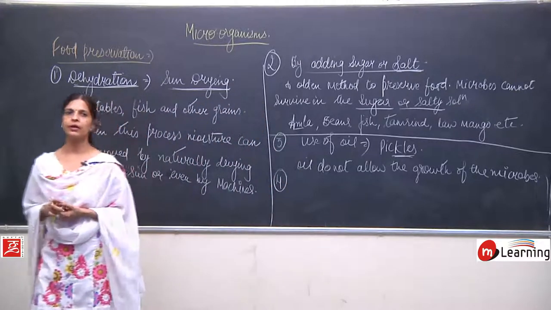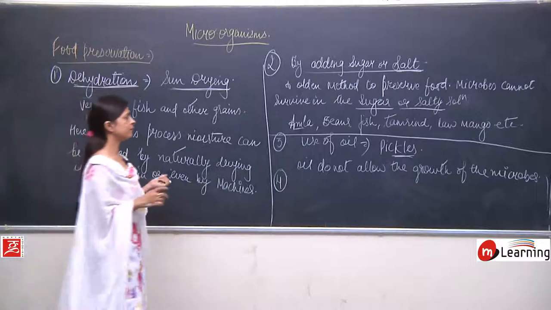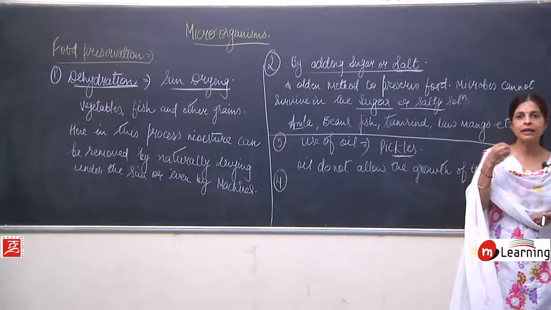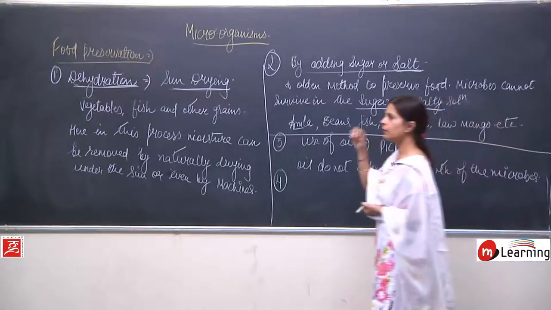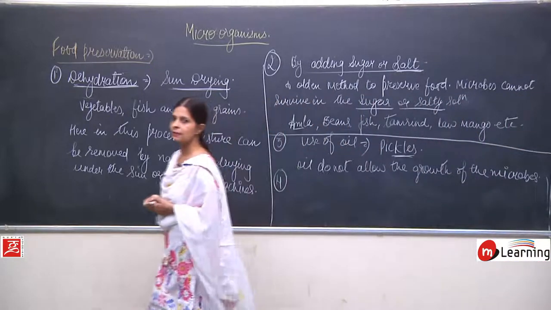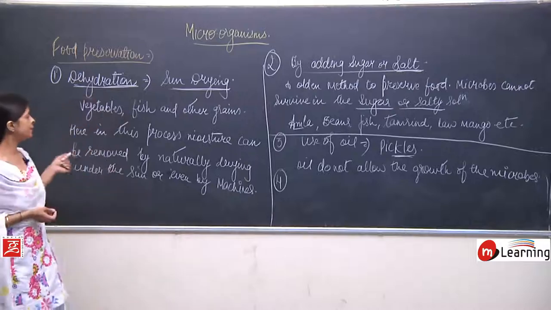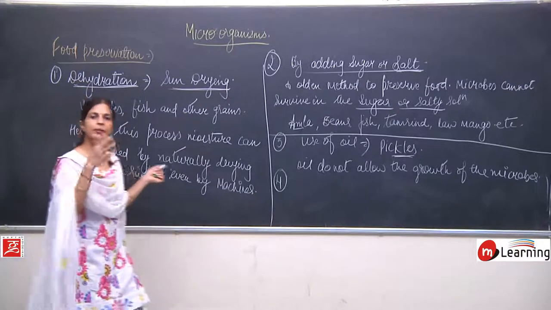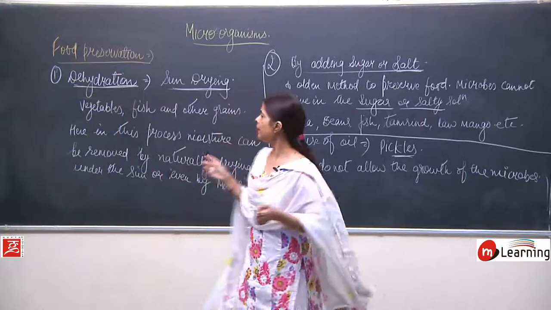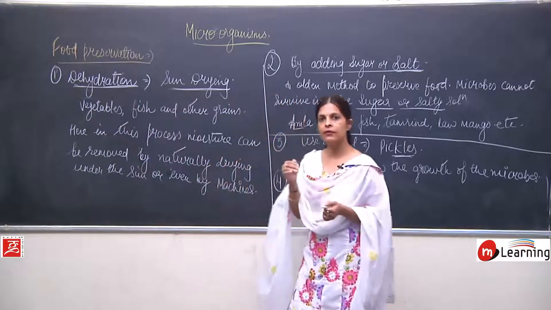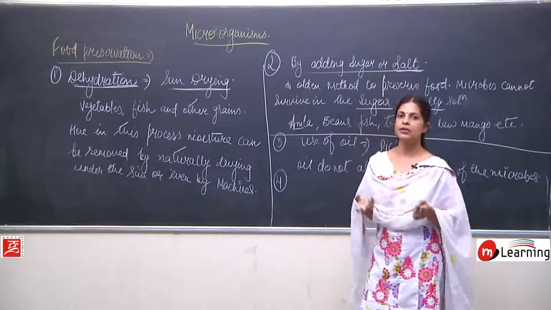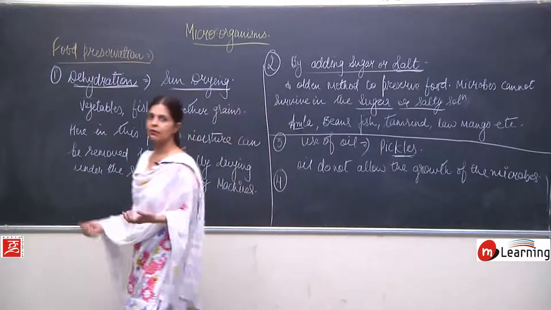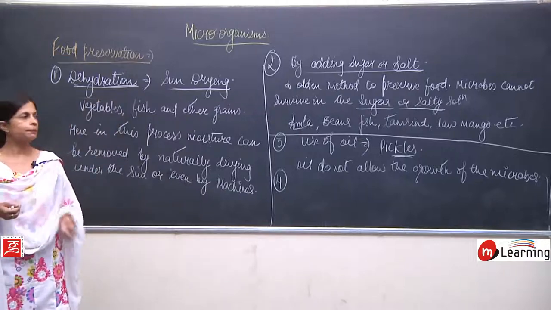If we talk about the modern methods, whatever we are doing nowadays is just the mechanical form of what we were doing in early days. Like dehydration, which Indians have been using for years and years. Nowadays, dehydration means moisture is removed by mechanical ways, that is, with the help of machinery.